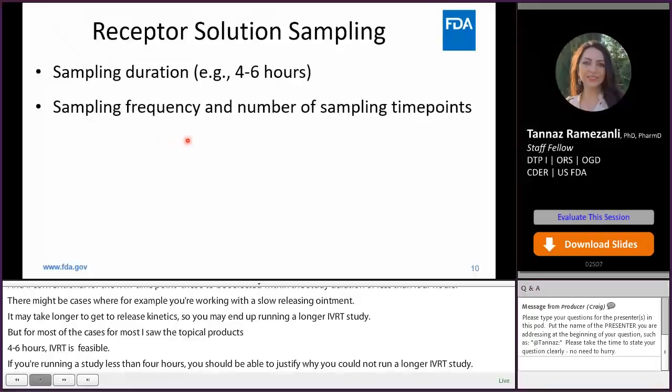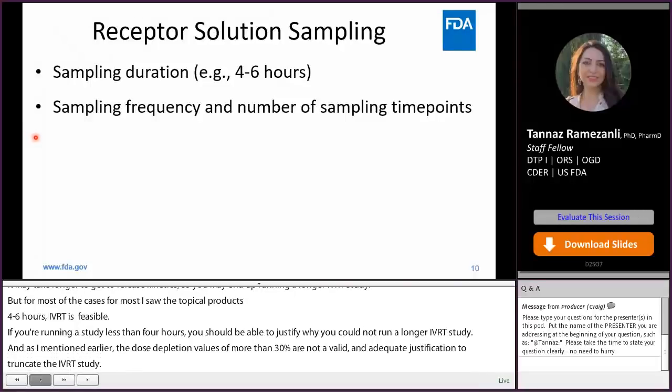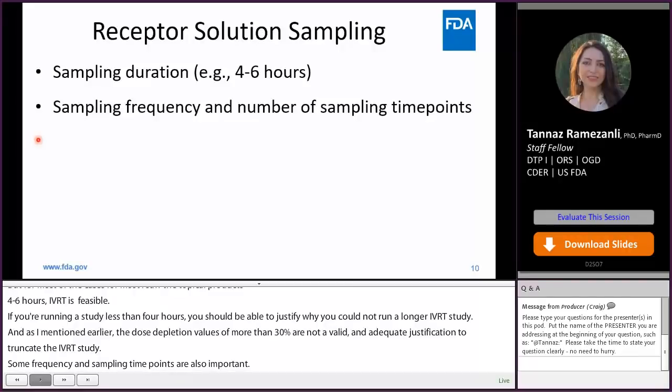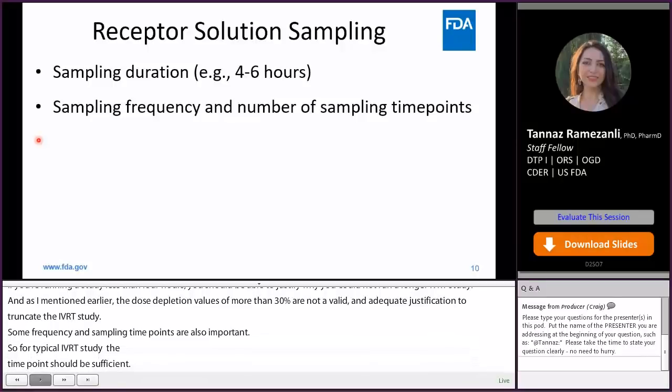Sampling frequency and number of sampling time points are also important. For a typical IVRT study, 5 to 6 sampling time points should be sufficient, and the frequency should be such that these sampling time points are well spread throughout the IVRT duration and are selected at a time where you are at steady-state release kinetics.